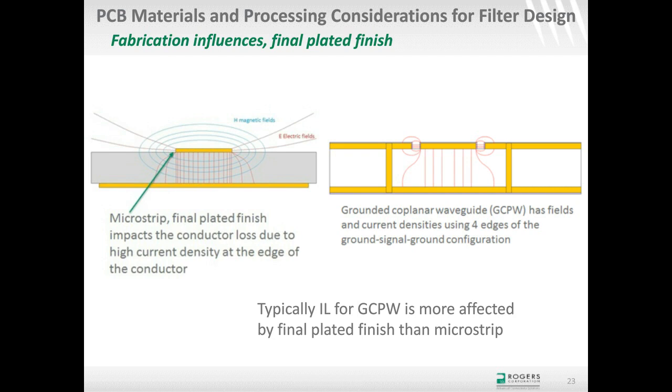So the left picture is a cross-sectional view of a microstrip transmission line, and it's showing the fields. And also I wanted to point out that at the very edges of the conductor where it meets the substrate, there will be high current density there. And as the final plated finish is plated in that area, the final plated finish usually has less conductivity than the copper. It's not as conductive. And because of that, it increases the conductor losses. And it's really an edge effect at the edges of the conductor.